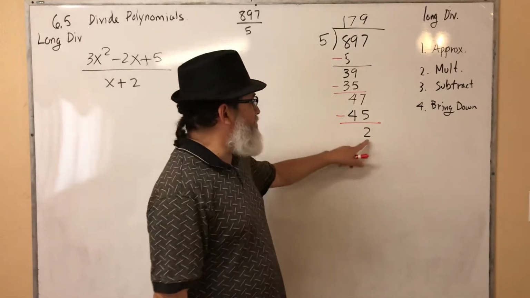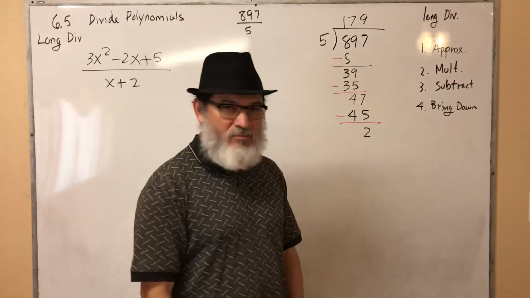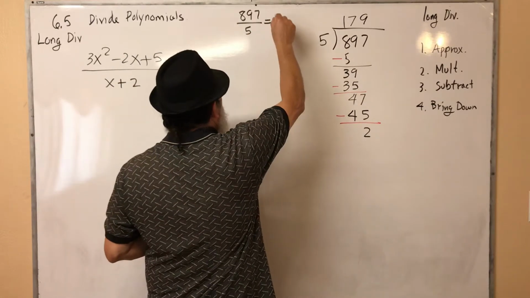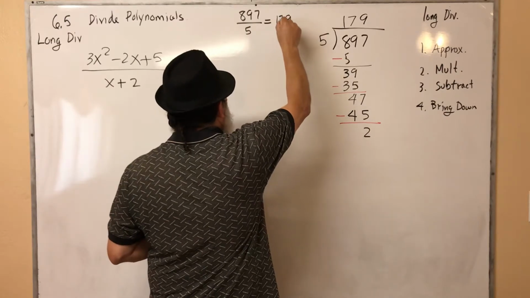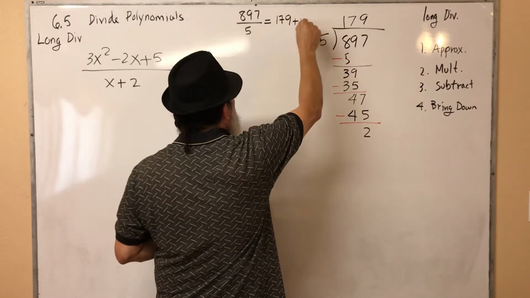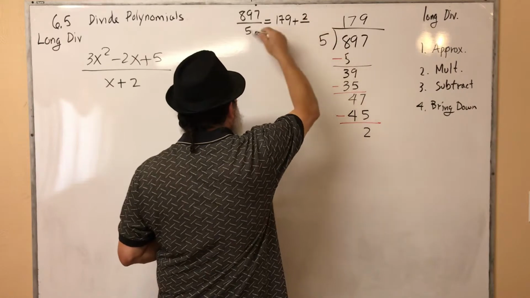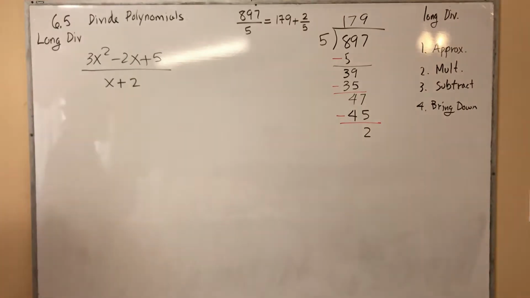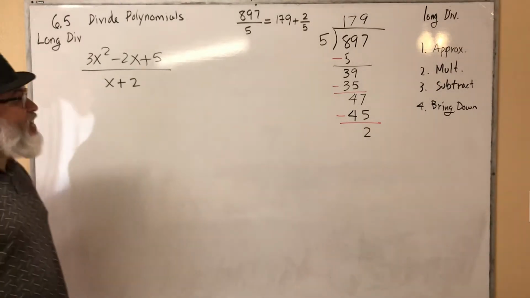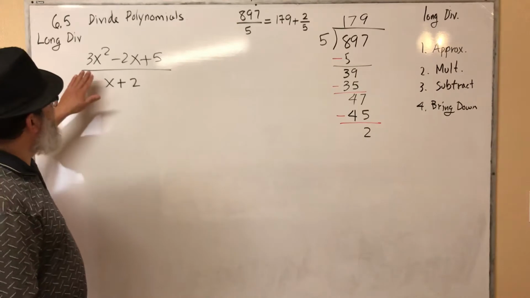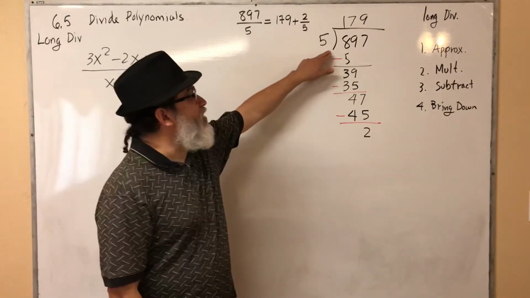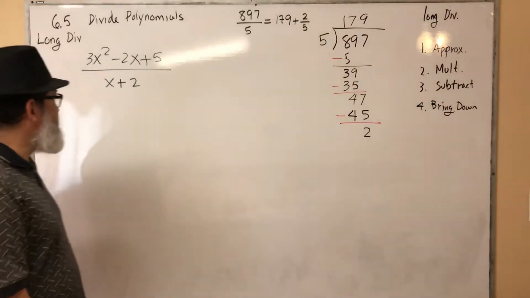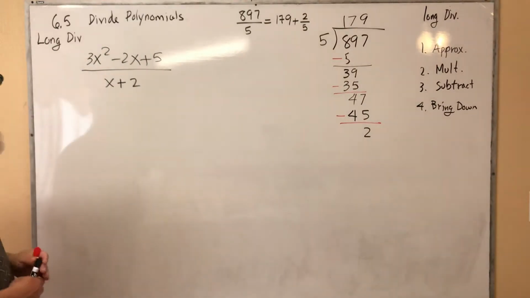And we're going to call this the remainder. We're not going to worry about decimals. So the solution to this is going to be what? 179 plus 2 over 5. That's the solution. Okay? Guess what, guys? We are going to do this one exactly this way. This is a long division. Okay? All right. So let's write it down.